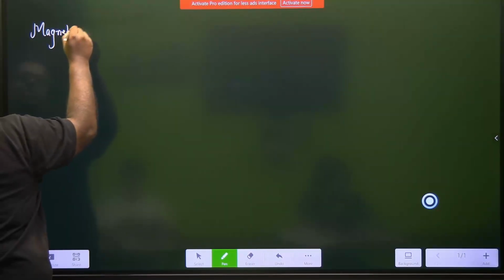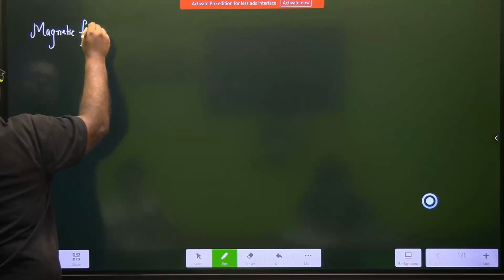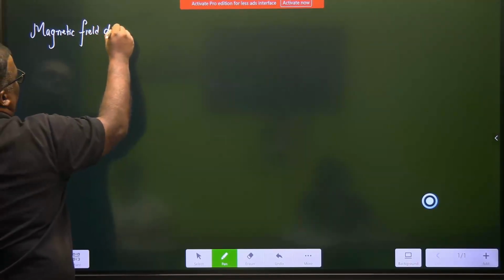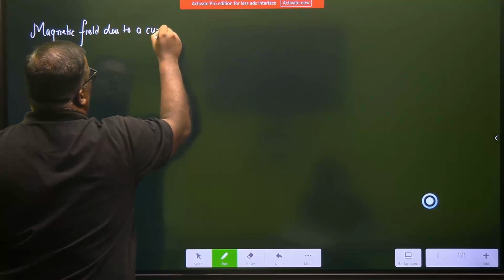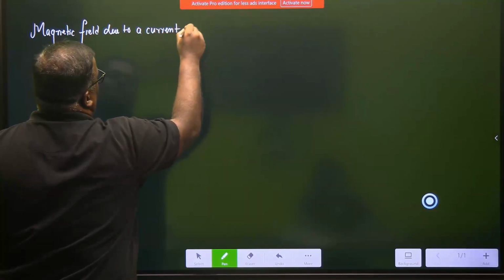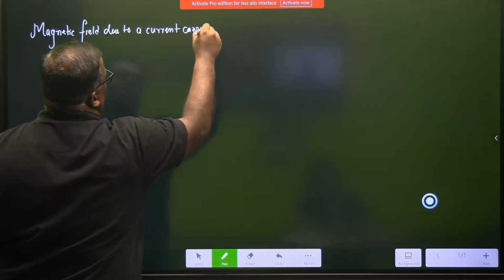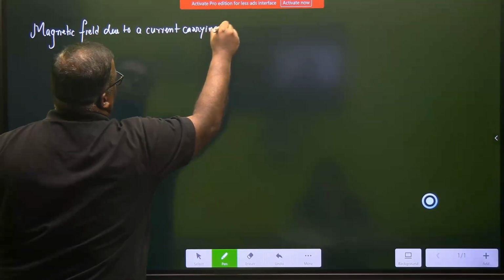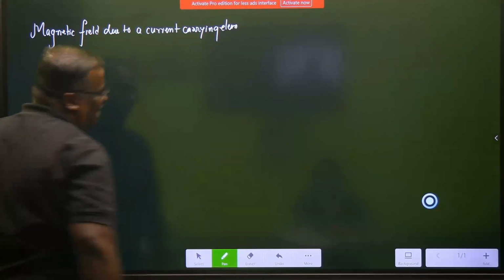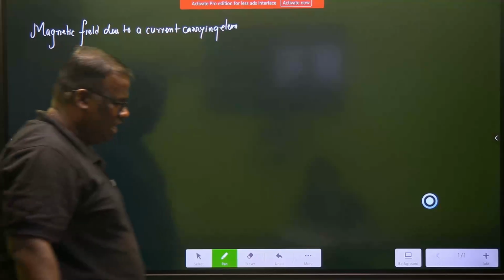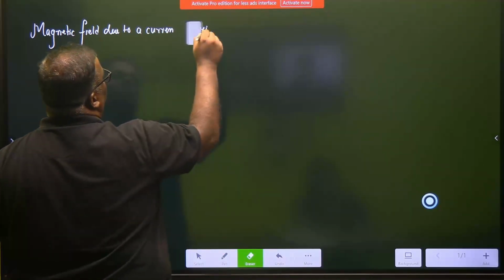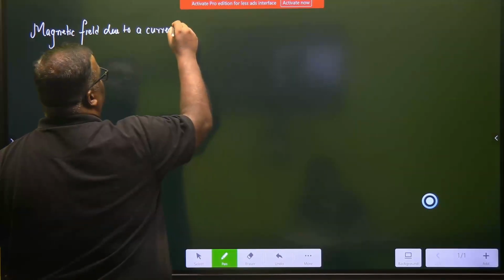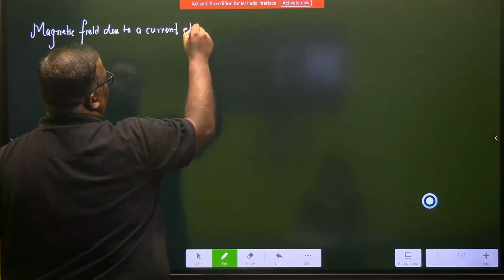Magnetic field due to a current carrying element, or a current element. We don't use the words current carrying element, we just use the words current element, and we'll understand what that current element is.